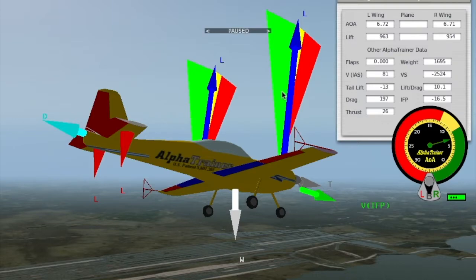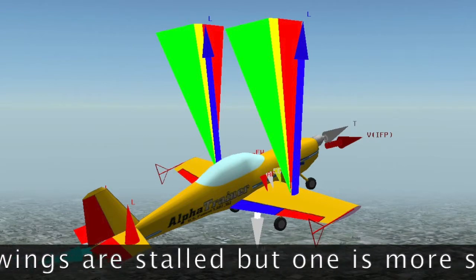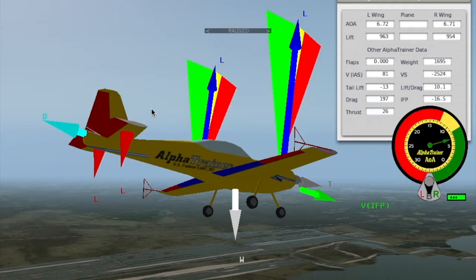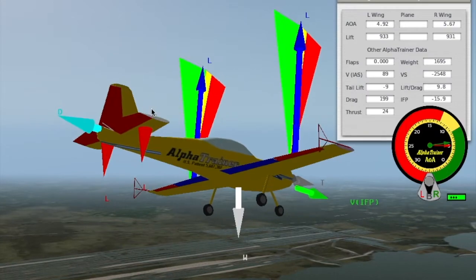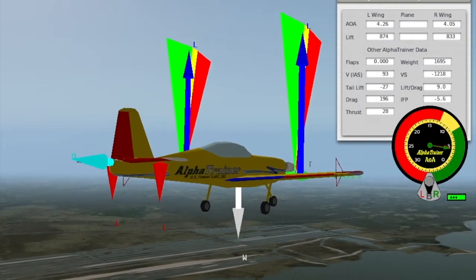Now, when you apply a side slip, one wing will have a higher angle of attack than the other. And why that's so important is that the wing with the higher angle of attack will drop first. Let me show you a little bit of side slip. I'm just going to use the rudder. Now, there are other factors that may cause side slip, but this is it. But you can see here that this is what we call side slip.